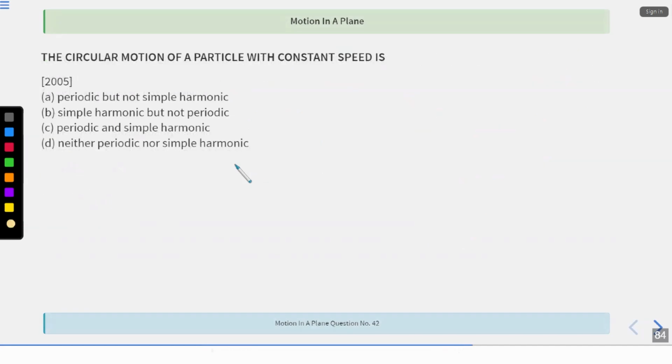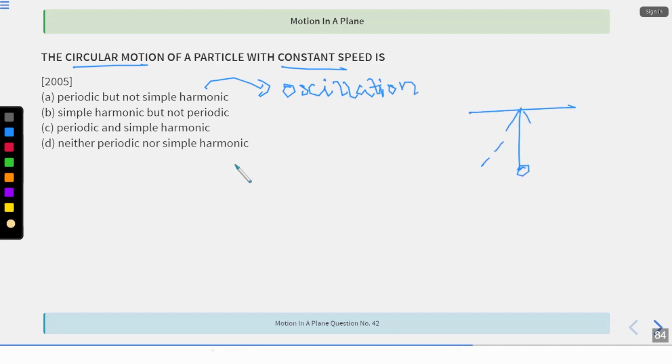Moving on to the next question. The circular motion of a particle with constant speed is... okay, so we have the circular motion concept again and constant speed. We just noticed that it has to be periodic, but it is not SHM. So what exactly do we mean by SHM? SHM is nothing but oscillation. Did you see any oscillation going on? You can just take the example of a pendulum, the to and fro motion. This is called oscillation, and this is basically SHM.